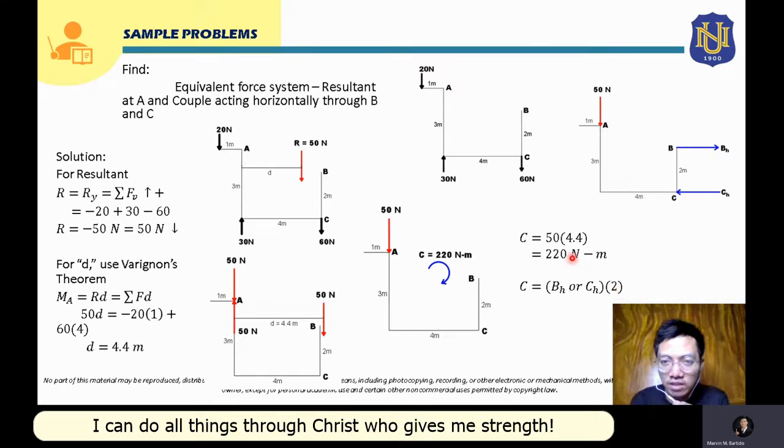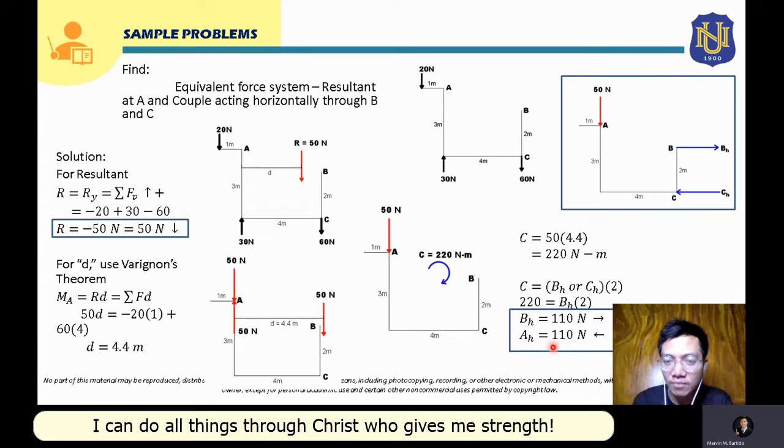And our couple here will be 220. So let's say we use BH. So 220 is equal to BH times 2. Solving for BH, it will give you 110 Newton. So if BH is 110 Newton, our AH will also be 110 Newton. So these will be the values of BH and AH, and these will be the answers.